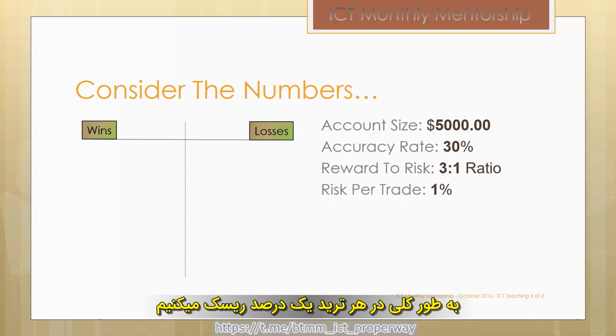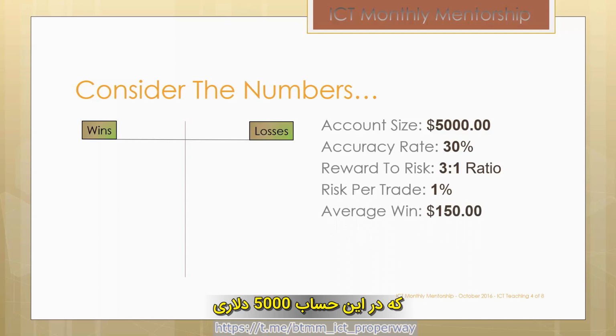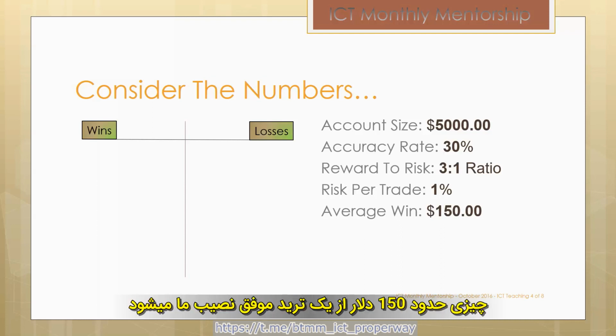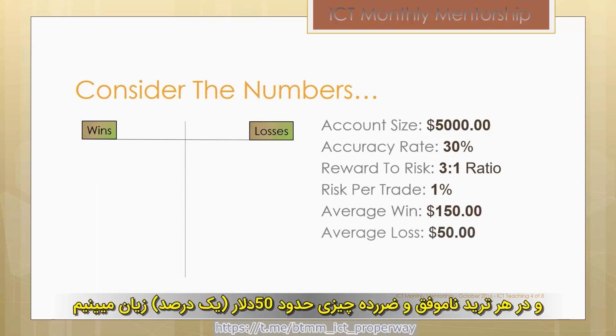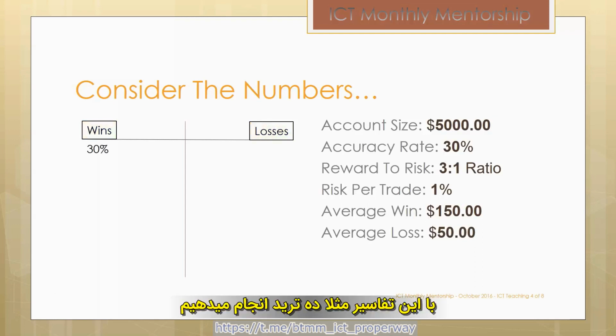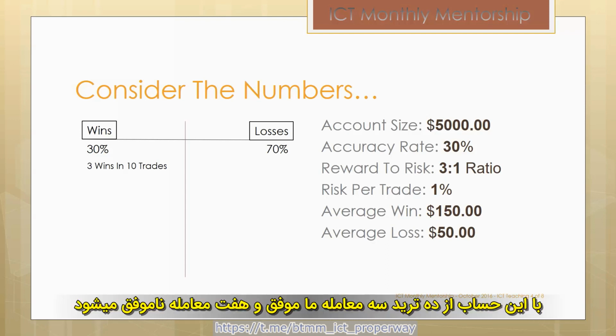We're risking on each trade 1% of our $5,000 account. Because we're risking 1% and we're looking for a yield of 3 to 1 reward to risk, our average winning trade should be $150, and our average loss should be $50, or 1%. We're going to be focusing on a sample set of 10 trades, and we're going to say that 30% of those 10 trades are winners, and obviously 70% would be losing trades. Out of those 10 trades, we are assuming 3 wins in 10 trades and 7 losses in 10 trades.